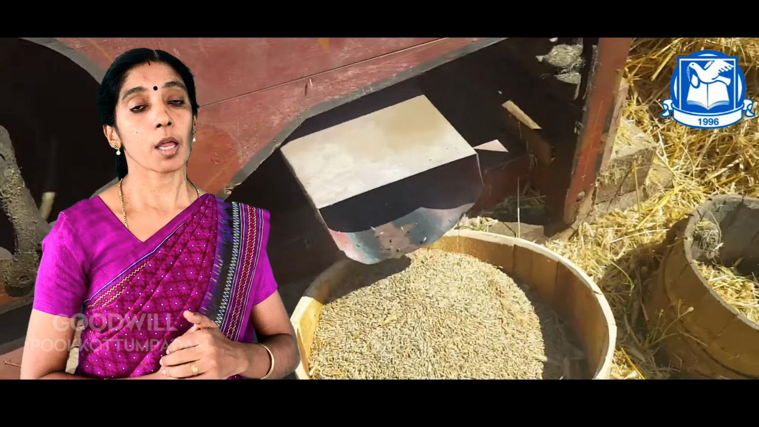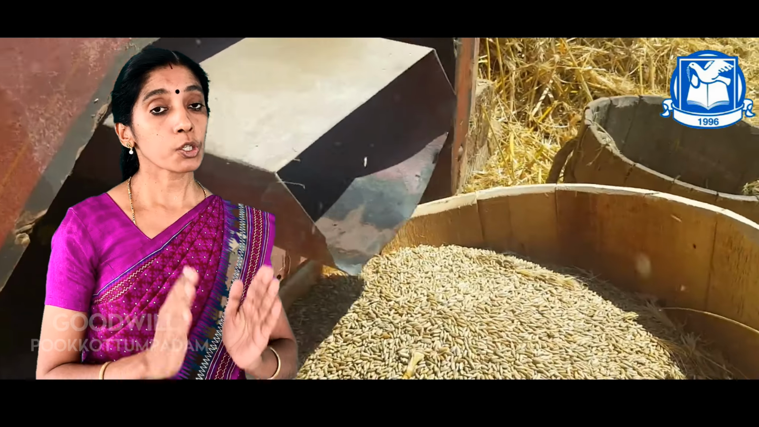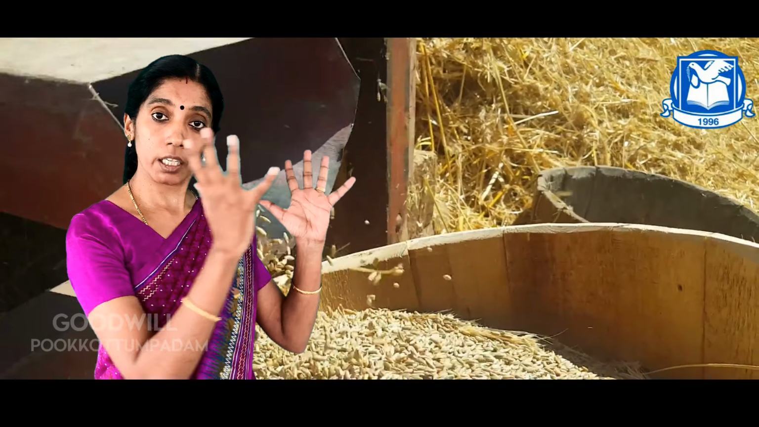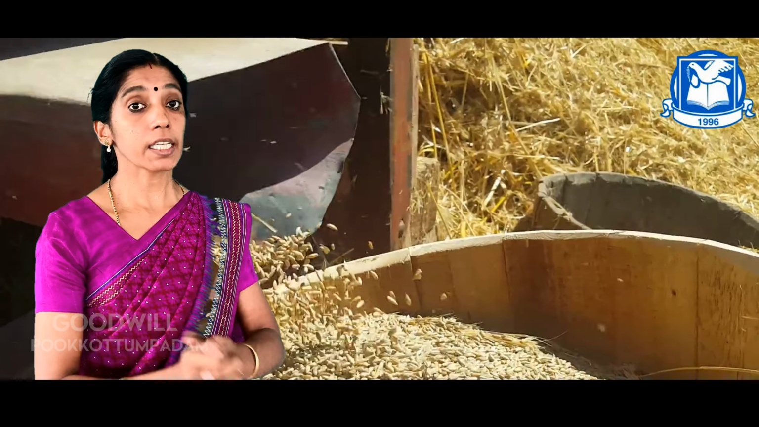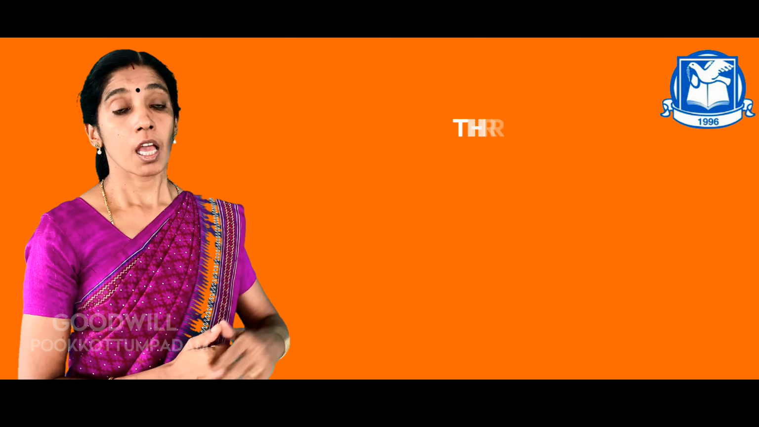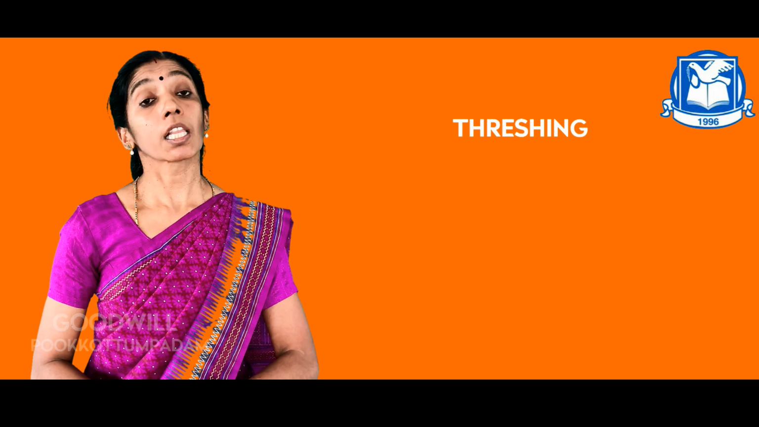Threshing means a method used to remove the grains from the stalks. The stalks are taken in bunches and beaten on a hard surface. When you beat it on the surface, the grains are separated from the stalks and this is known as threshing.